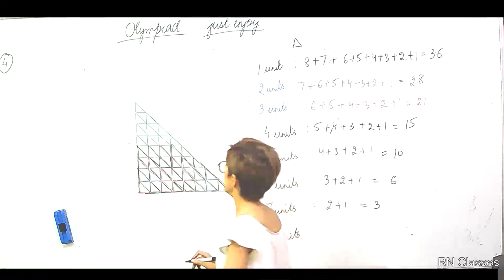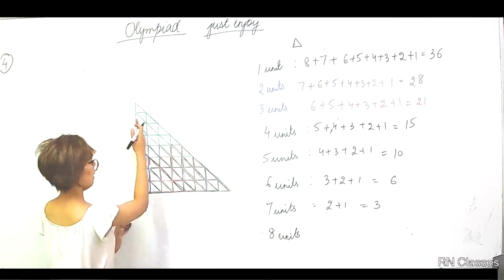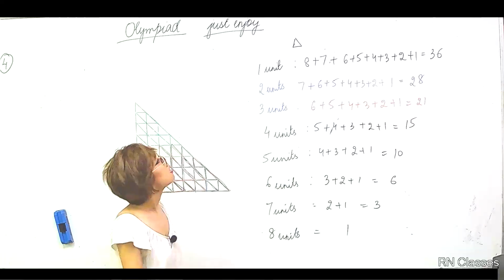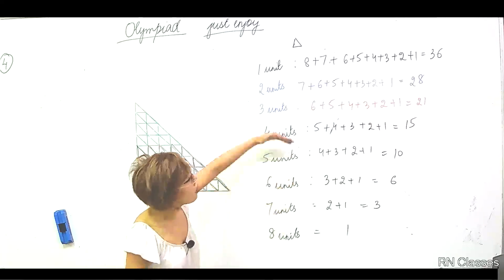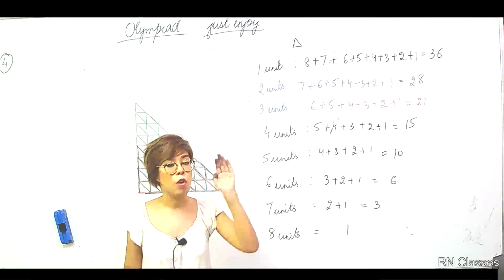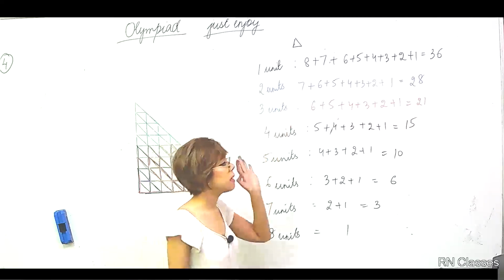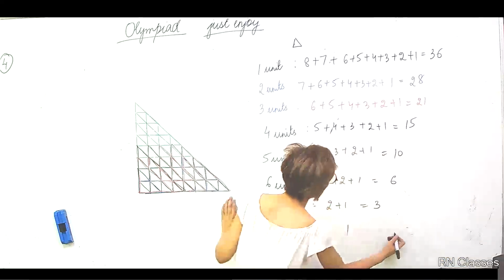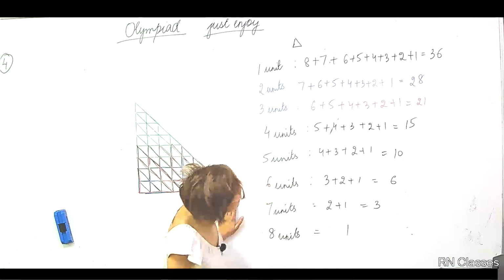And 8 units. 8 units वाली कितनी मिलेंगी? 1 ही मिलेगी. Come on. That is 1. Right? So that means straight वाली triangles मुझे अभी तक मिल गई हैं. Right? Of all possible sizes, straight वाली मैंने count कर ली है. अब इनको add कर लेंगे. This will turn out to be 120. Easily count हो जाता है.